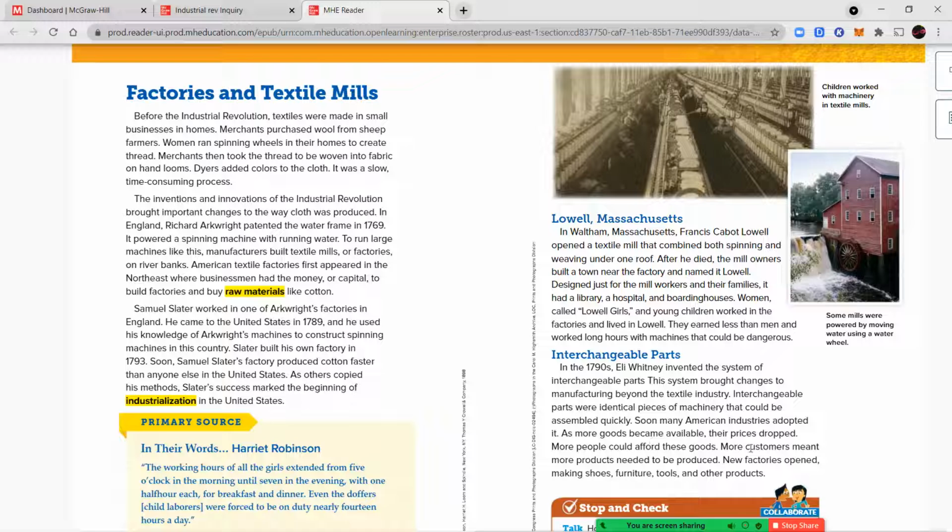As more goods became available, the prices dropped. More people could afford these goods. More customers meant more products needed to be produced. New factories opened, making shoes, furniture, tools, and other products.